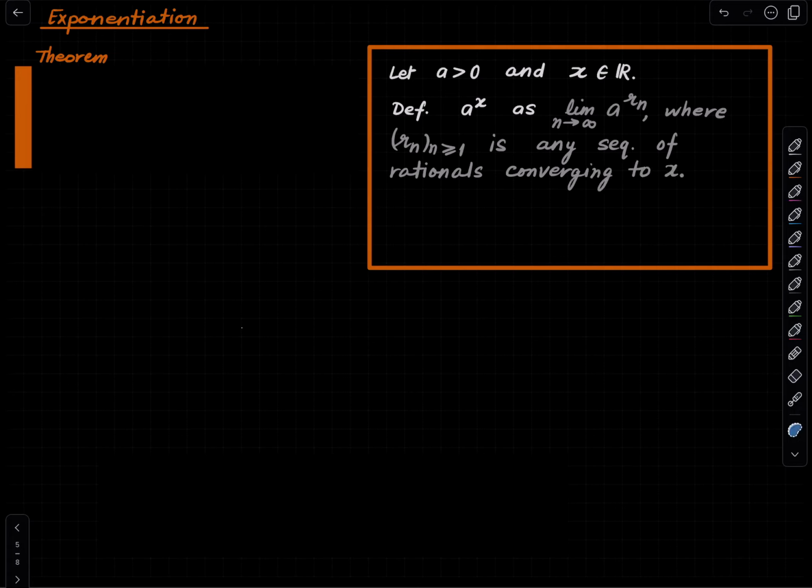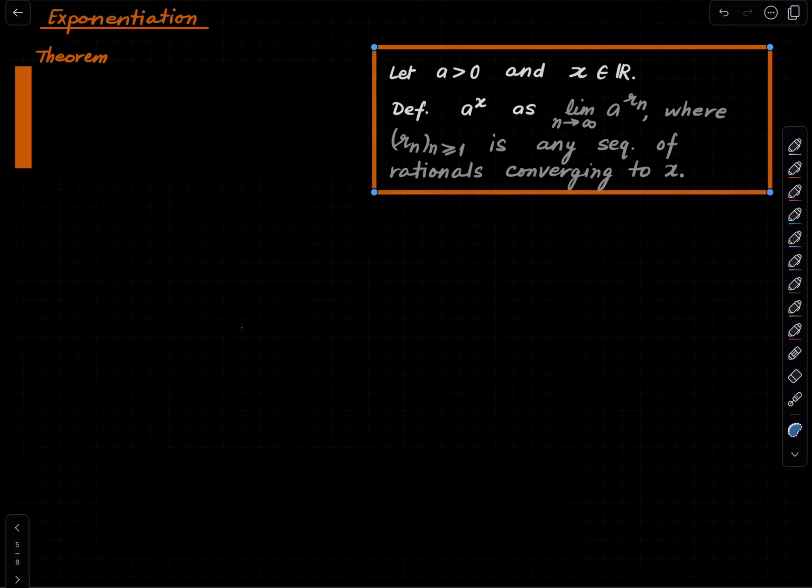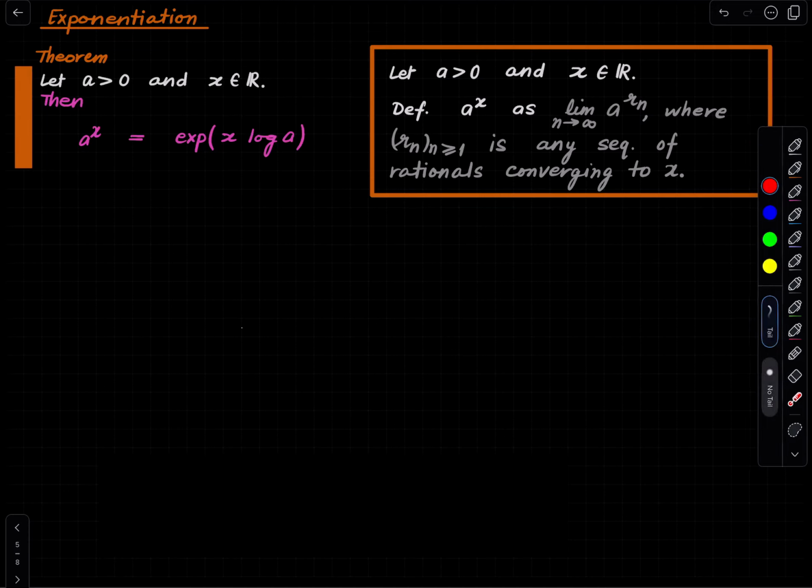This is a proper definition by the previous lemma, because no matter what sequence of rationals you take which converges to x, this limit will be the same. So this is well defined. And here is the key theorem, that we can express a to the power x in terms of the exponential and the logarithmic function. So a to the power x under this definition is exp of x log a.